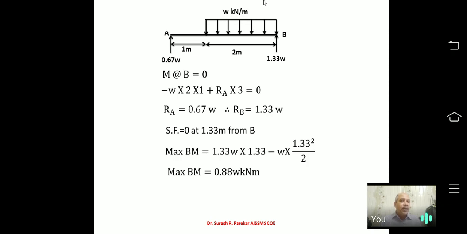0.88 W should be equal to 0.61. So we have substituted: 0.88 W is equal to 0.61. That will give me W is equal to 0.69 kilonewton per meter, or 690 Newton per meter.